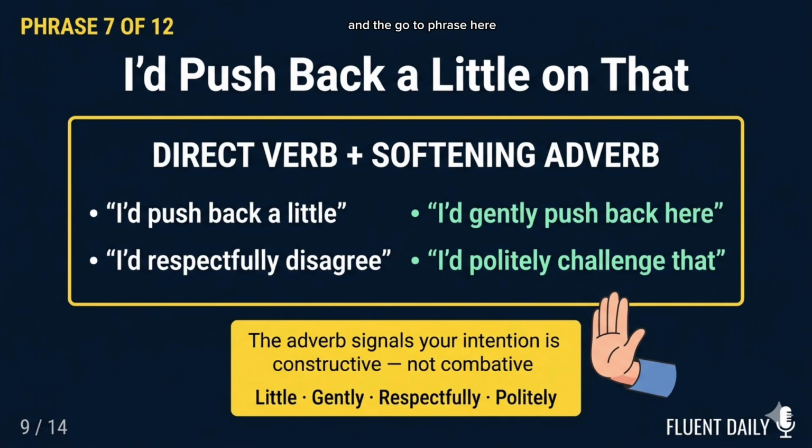And the go-to phrase here, phrase 7, is, I'd push back a little on that. Okay. This is the quintessential professional English way of signaling clear, intentional disagreement. You are putting a flag in the ground, but you are keeping it collegial. So I could say, I'd push back a little on that, the timeline assumes everything goes perfectly, which rarely happens.